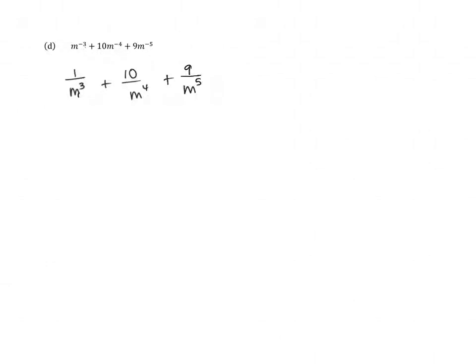Okay, so first I'm going to write those with positive exponents by bringing the negative exponents down to the denominator using those reciprocals. Now what we can end up doing is we're going to factor out the smallest thing, which is the term with the biggest denominator.